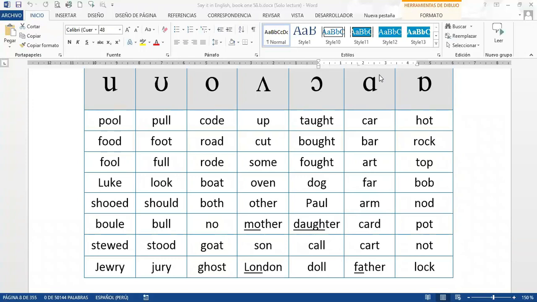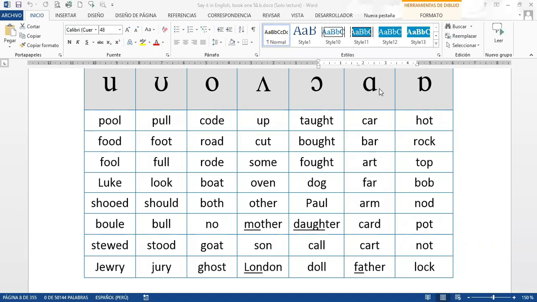So this sound is easy to pronounce, but we need to move the tongue backwards. This is not like ah in Spanish. This is a different ah. It's an ah that we have to move the tongue backwards.